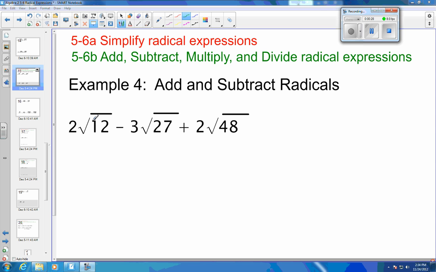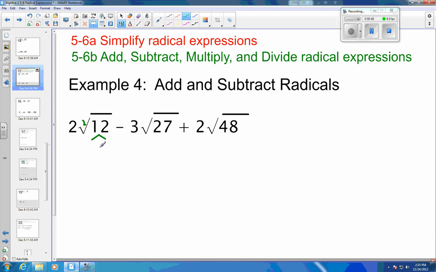So the trick we're looking for, this is square roots. We're looking to get the radicand, or what's under our radical, to be the exact same. And hopefully that ends up the same so that we can combine like terms. So I'm looking for perfect squares because we're dealing with a square root. Remember, that's the assumed 2 right there.